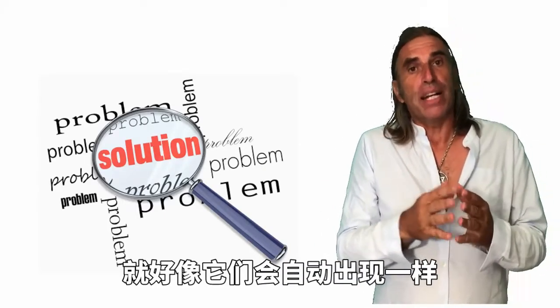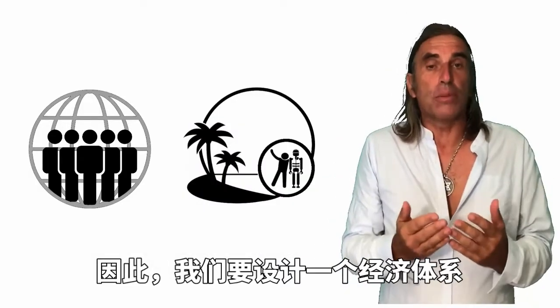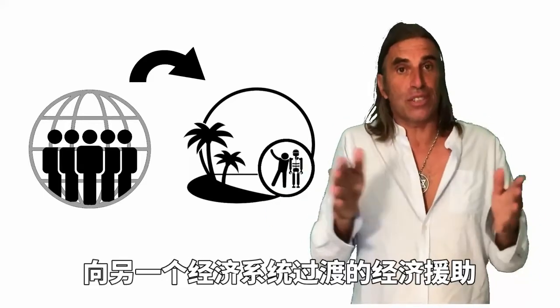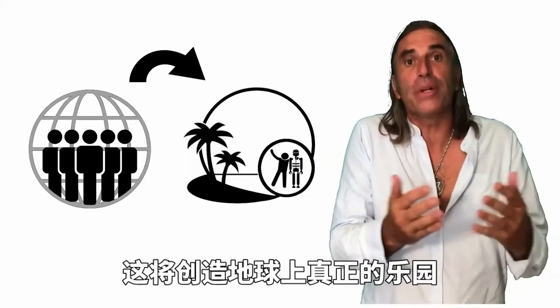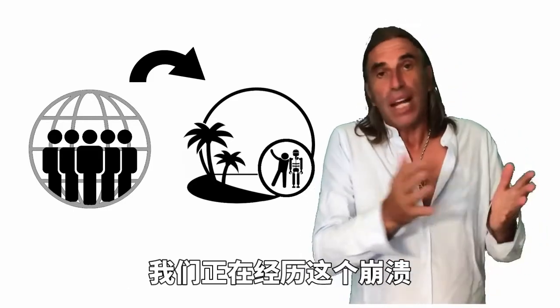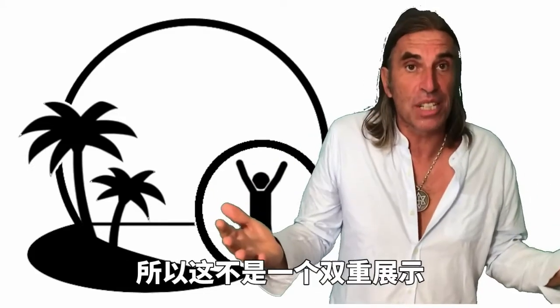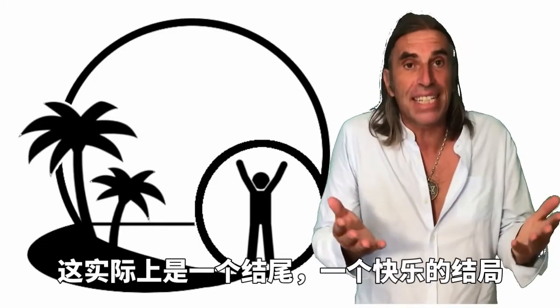So we will present 2 economic systems, one being an economic system that is transitional to the other one, and that will create a real paradise on Earth. So we will have this collapse, but what's coming next is a new economic system that will bring a paradise. So it won't be a doomed presentation. It's actually a happy ending.